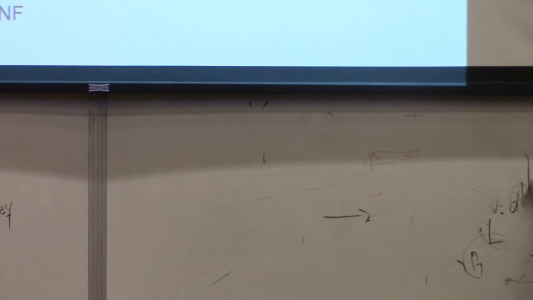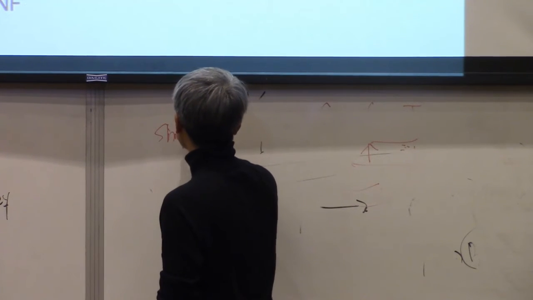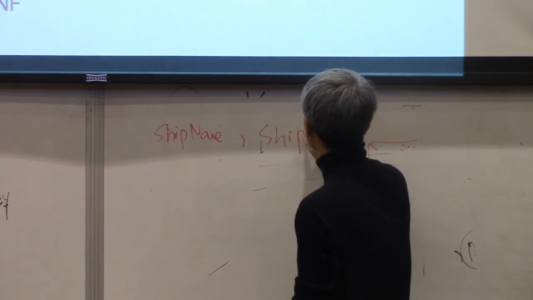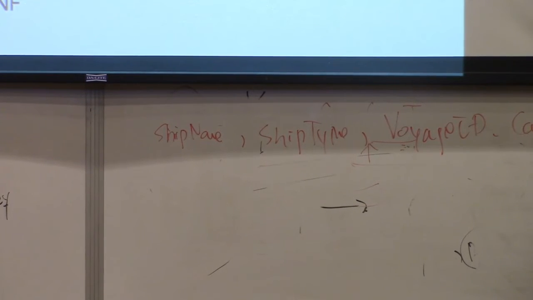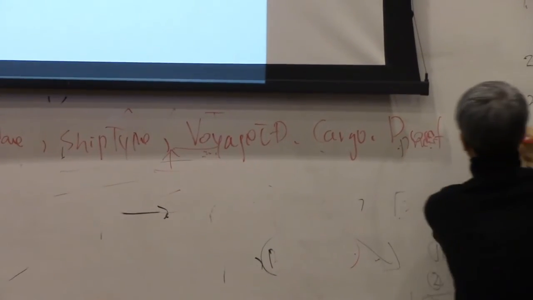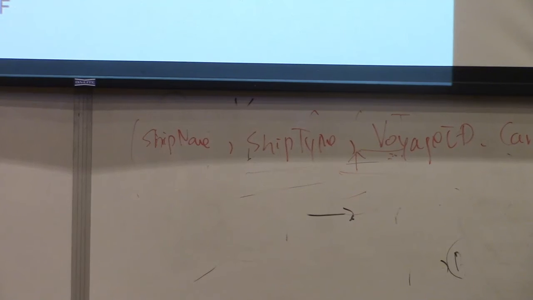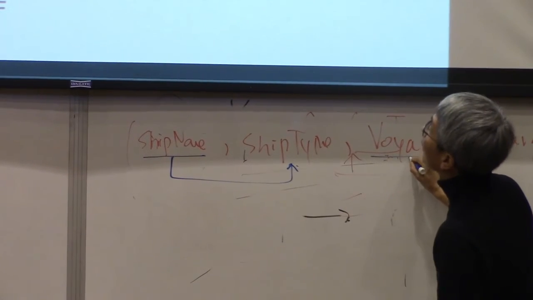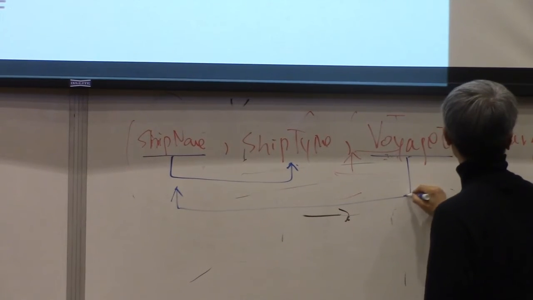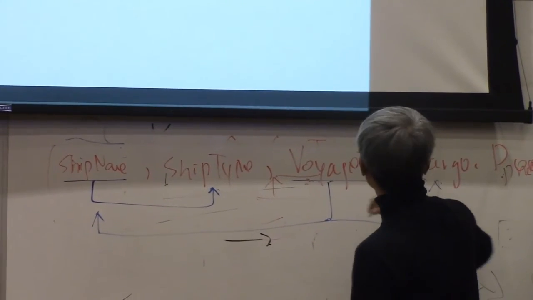Why don't you first identify the key? Primary key, candidate key. So let me write down the attributes: ship name, ship type, voyage ID, cargo, port, and date. This is our unnormalized form, and we can identify: ship name determines ship type, and voyage ID determines ship name and cargo, and ship name plus date determines the voyage ID and port.